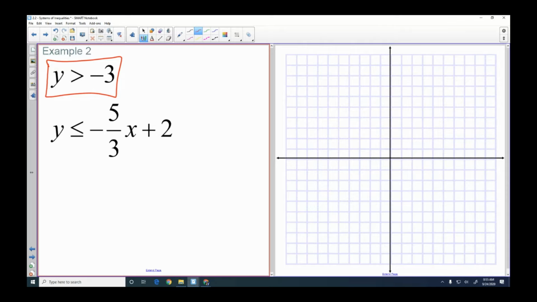All right, so y greater than -3. Since it's just a y, I'm going to go down to -3, 1, 2, 3 on the y-axis and put a dot. And I will draw in a horizontal line. But one thing, this is just a greater than symbol. It's not or equals to. So I have to do a dash line. Make a horizontal dash line right through this -3.